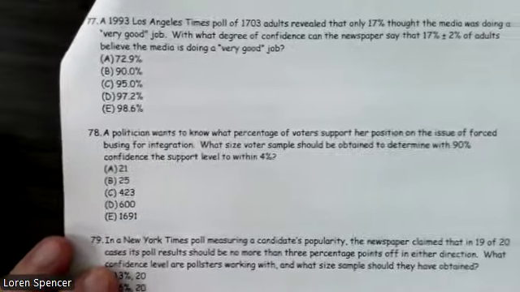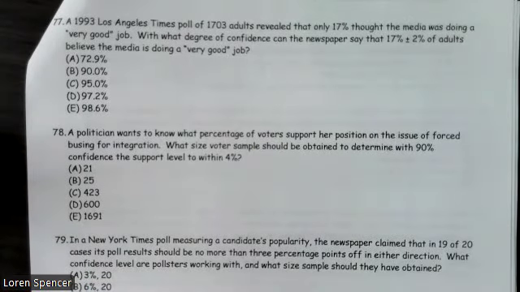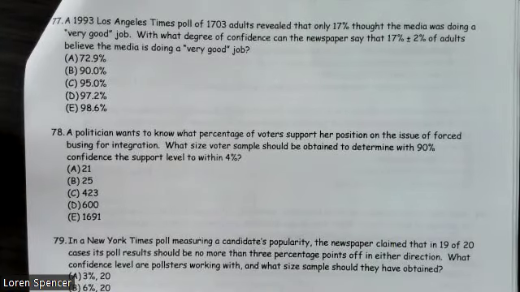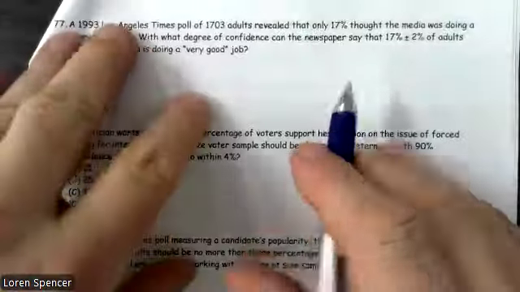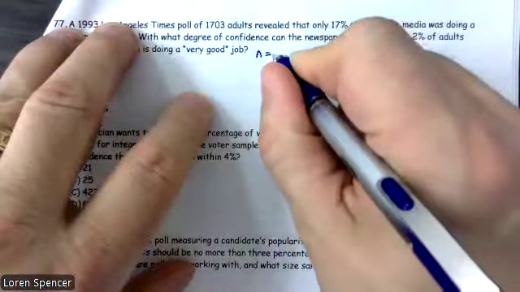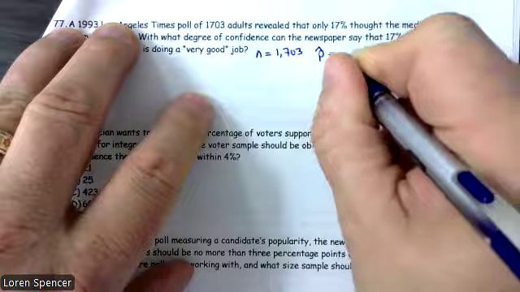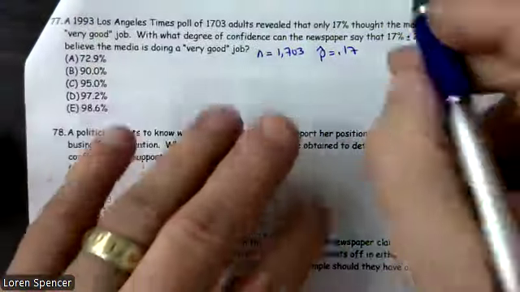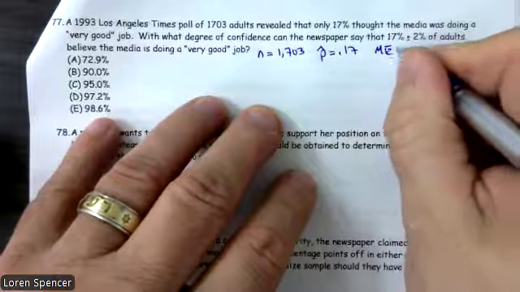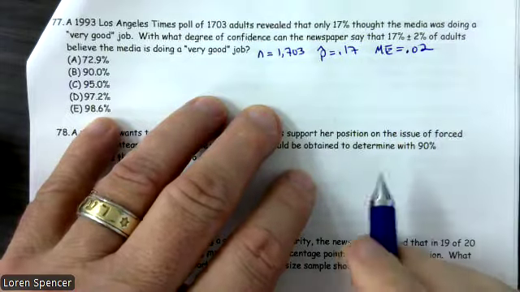A 1993 Los Angeles Times poll of 1,703 adults revealed that only 17% thought the media was doing a very good job. With what degree of confidence can the newspaper say that 17% plus or minus 2% of the adults believe that they were doing a very good job? All right, so in this case, we have an N equal to 1,703. We have a p hat equal to 0.17. And we have a margin of error of 0.02, or 2 divided by 100.